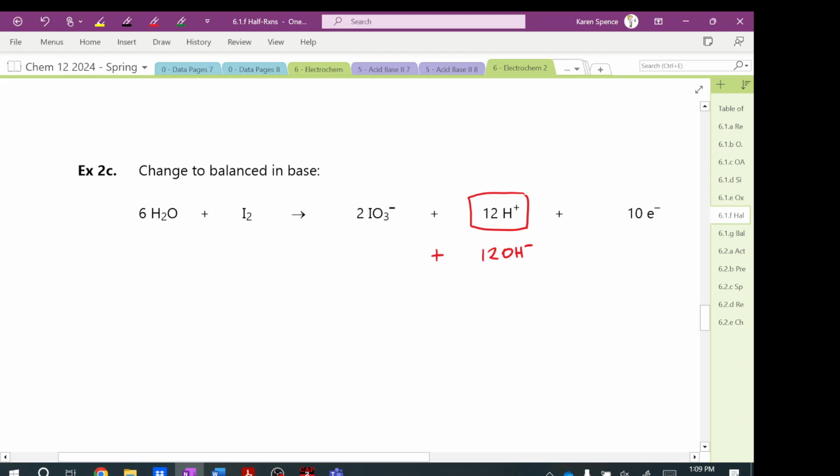And if I was to do that and added some stuff to the right-hand side, it would be unbalanced, yes? So I have to also add it to the left-hand side. So I'm going to have plus 12 OH minus. So I'm keeping it balanced.